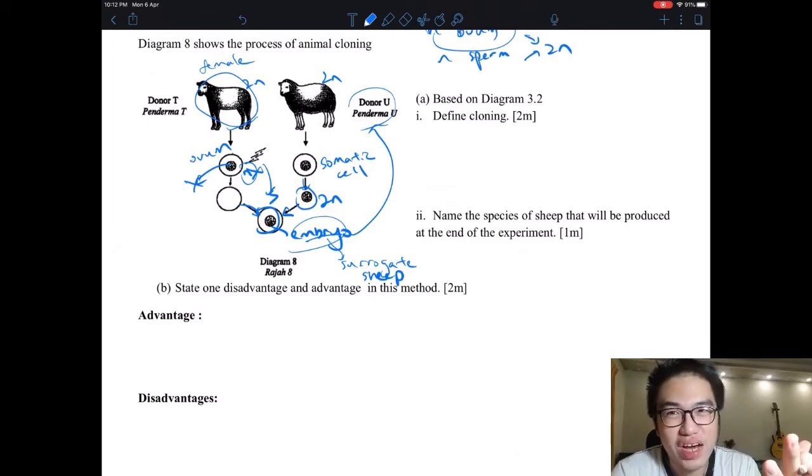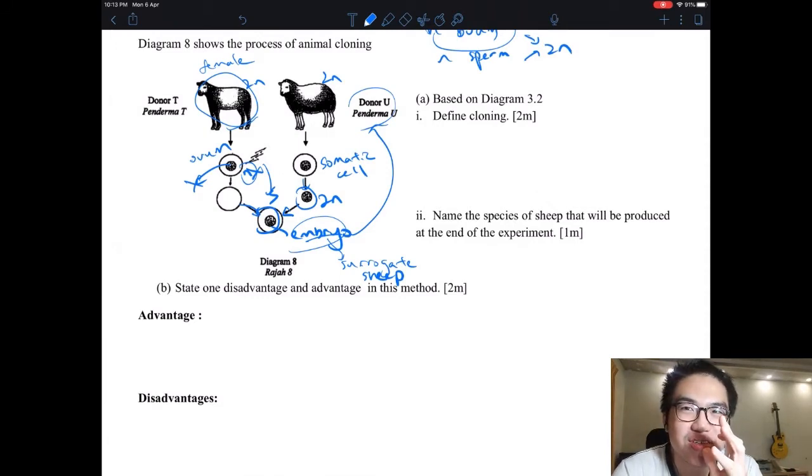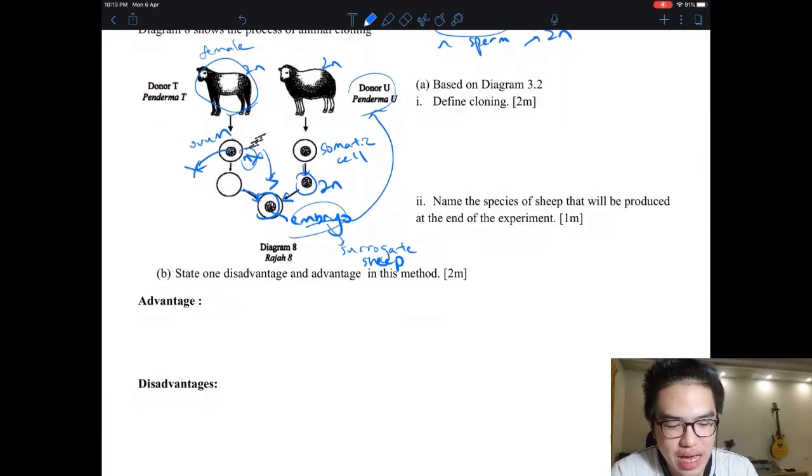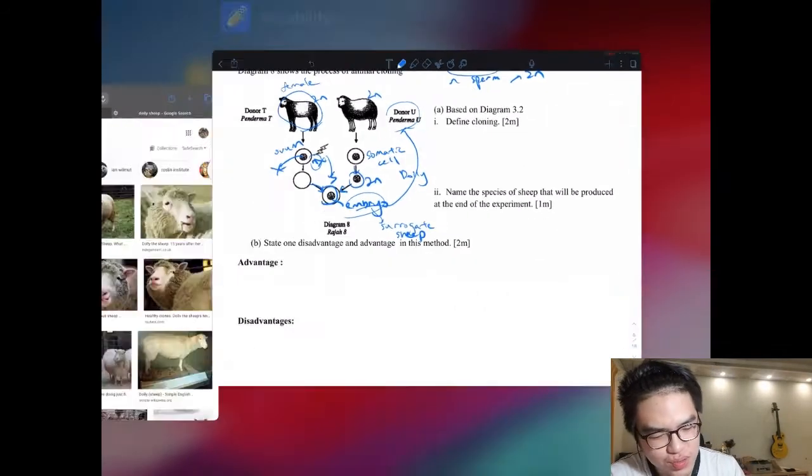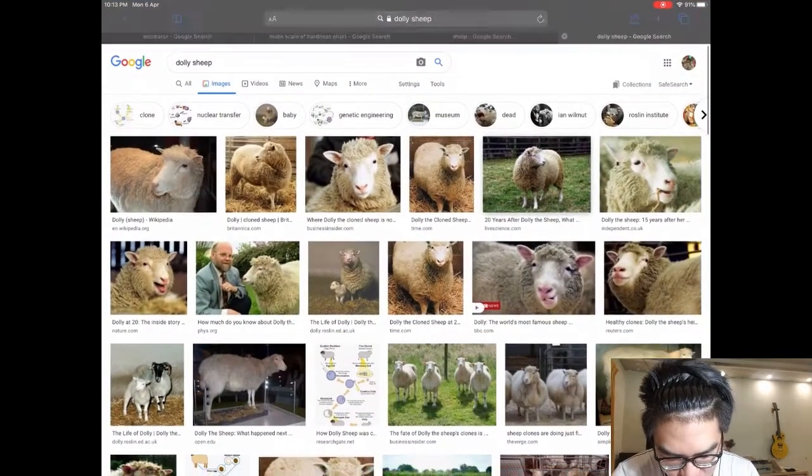So they did this a lot of times. It failed a lot of times, and then they successfully did it once. And it created an uproar throughout society. They said this is very unfair, playing God, whatever. And oh yeah, the sheep, they named it Dolly. Go and search for Dolly sheep. Let me show you. This is the Dolly sheep experiment.